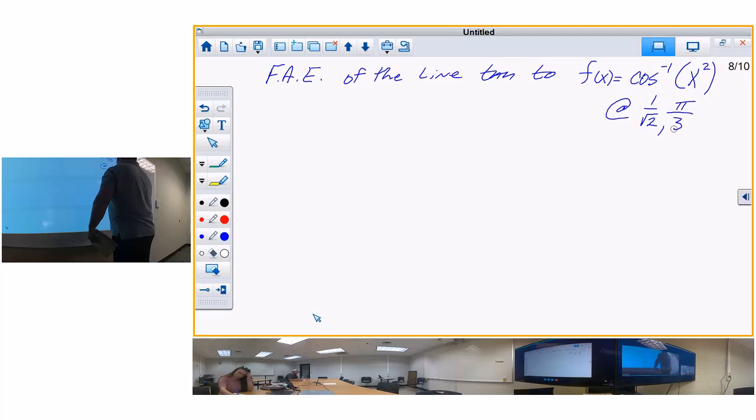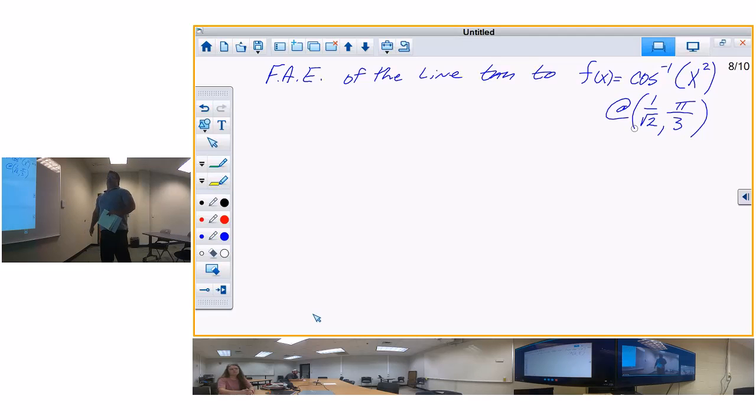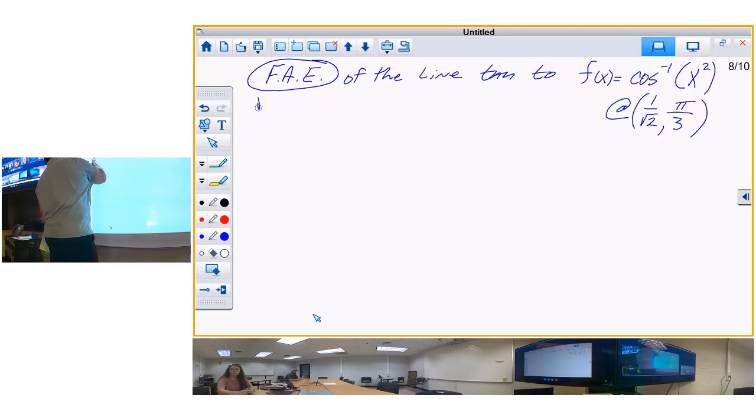What have they given us? They've given us a function, Hubert, and a point. Yeah, that's right, class. And what does this say? Find a what? Find an equation means we're going to use the point what? Point slope equation, Hubert. Thank you, class.